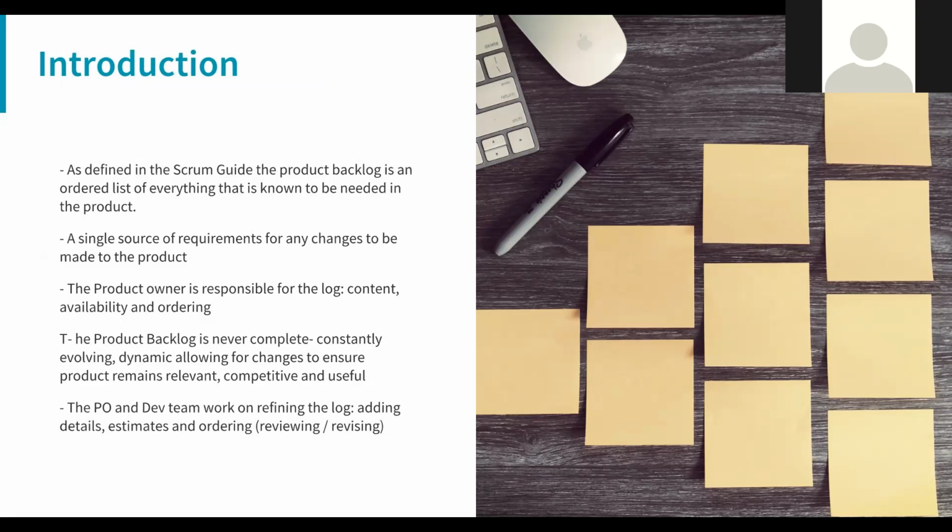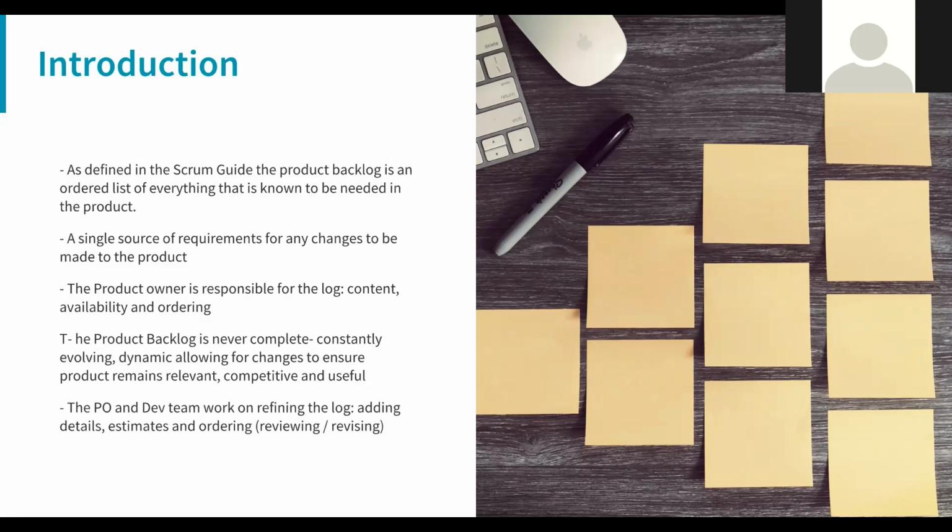So going back to the definition of what the product backlog is and what it's trying to achieve, I referred to the Scrum Guide, and it said that it's an ordered list of everything that is known to be needed in the product. It is a single source of requirements for any changes to be made on the product. It is owned and managed by the product owner in terms of the content, availability and ordering of it. It is never complete, so it is always evolving.